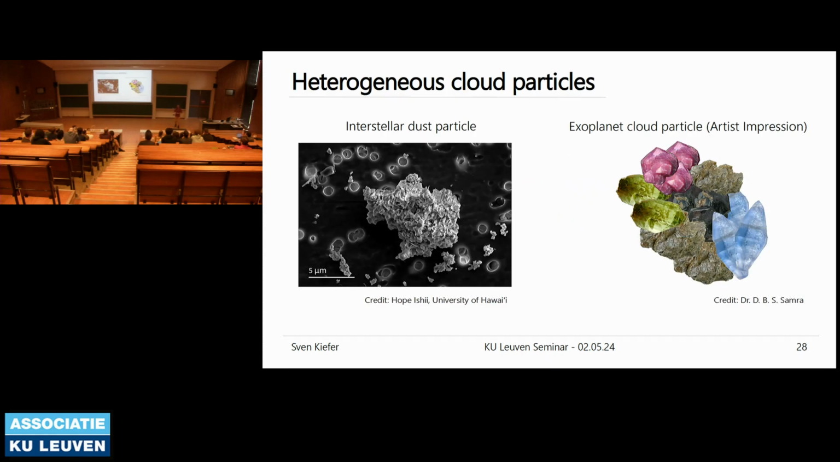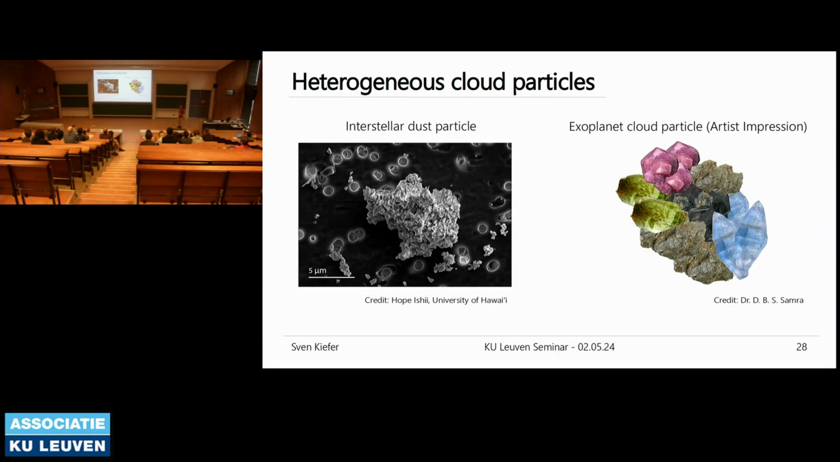Let's take, for example, here. On the left, you can see an interstellar dust grain. And first off, you can already see it's a very messy particle. It's not like the nice, beautiful raindrops that we know on Earth that every kid draws in their little books and then colors beautifully blue. But in addition to that, we also don't expect it to be just water. We also expect it to be a lot of other materials. And then you can get these very messy particles.